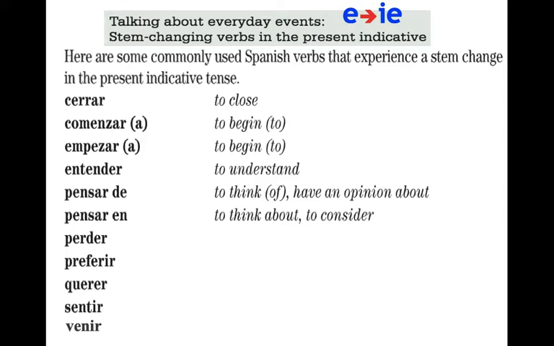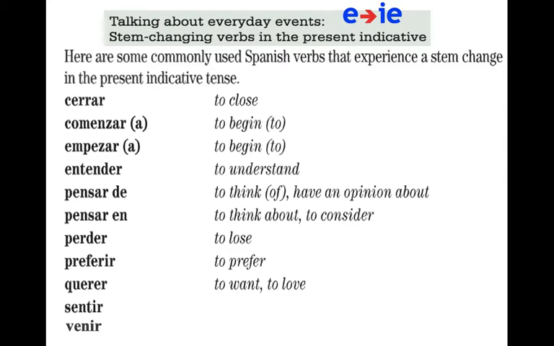Moving on, repita, perder. Perder, which means to lose. Repita, preferir. Preferir. Nice cognate, to prefer. Repita, querer. Querer. To want, to love. Te quiero means I love you. Te quiero.